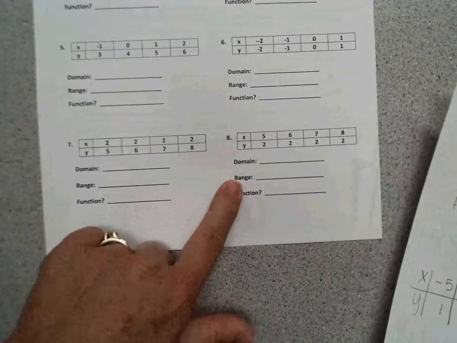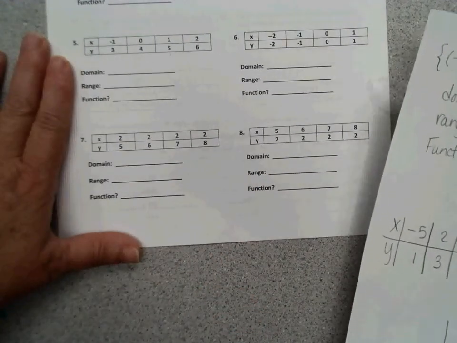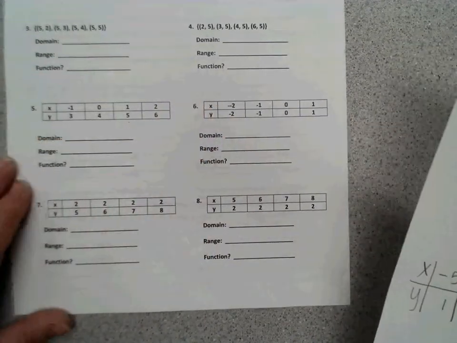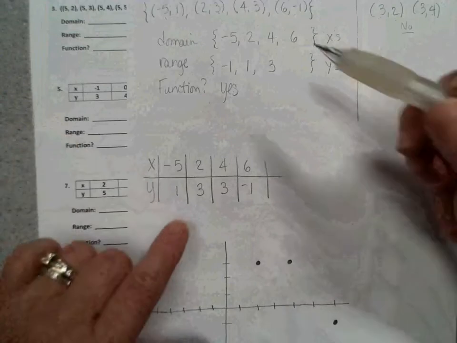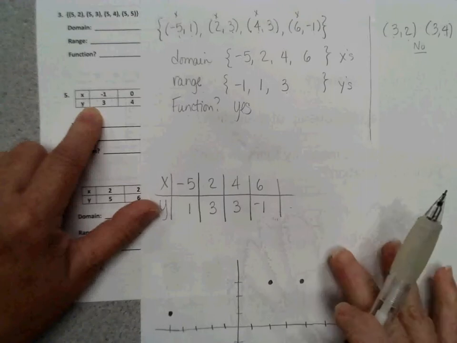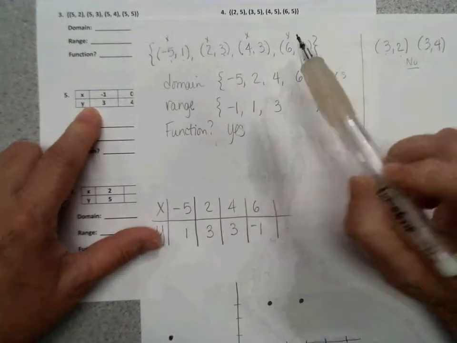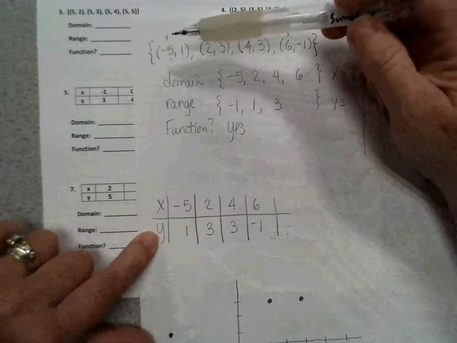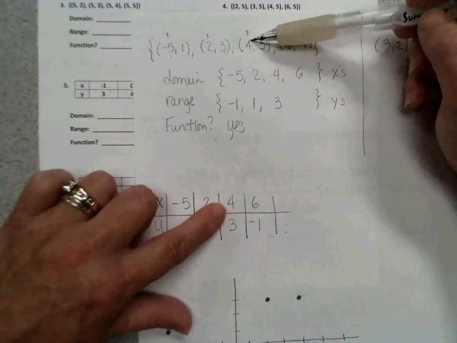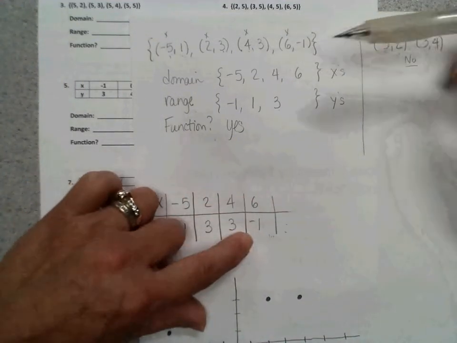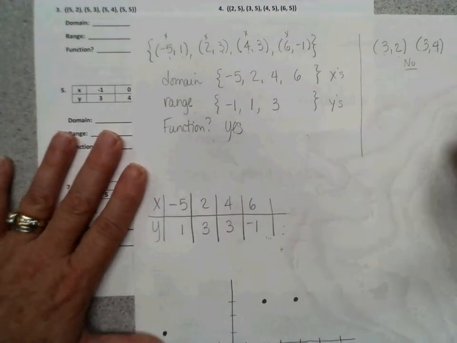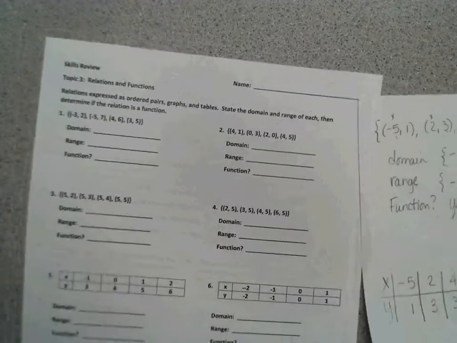Numbers 5 through 8, they worked the exact same way. I just realized there are 2 negatives on this one. That should only have 1 negative sign on that 2. So if I took them from the table instead, these numbers in the table are no different than this. This and this are the exact same problem. Can you see the -5, 1, the 2, 3, the 4, 3, and the 6, -1? So again, work this one the same way. Here's your domain, here's your range. Yes, it's a function.